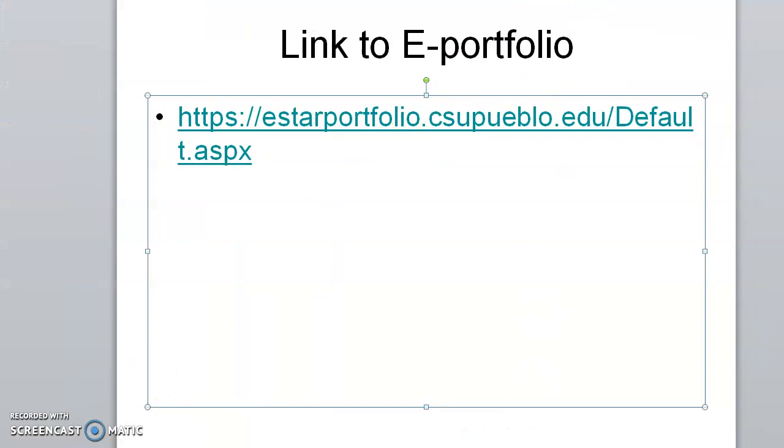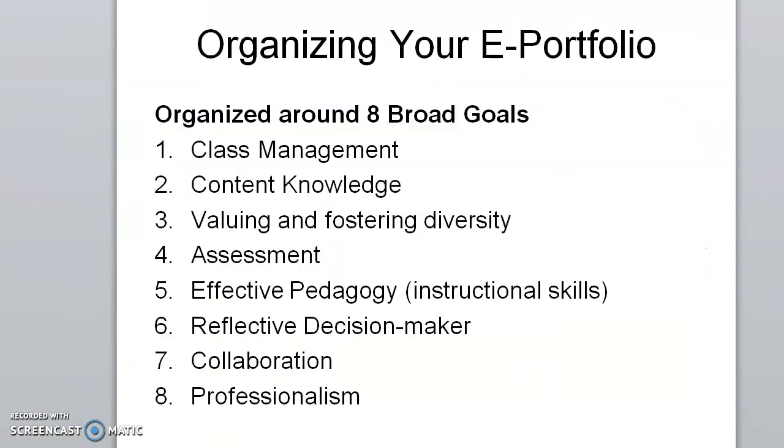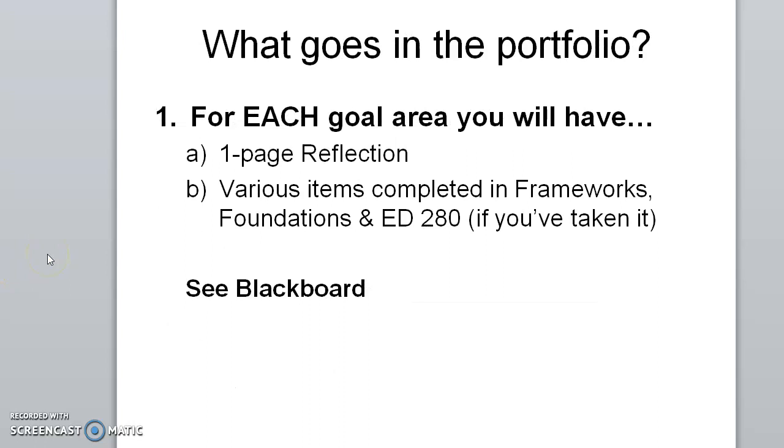Okay, and then your portfolio, when you're organizing it, it's basically going to be organized around 8 goals. I've shown you that in class. You can find the goals under portfolio information in Blackboard. We have 8 goals, starting with 1, class management, 2, content knowledge, and so on. For each goal, you will have a 1-page reflection. Those are the discussions that you're doing each week. Those are your goal reflections.